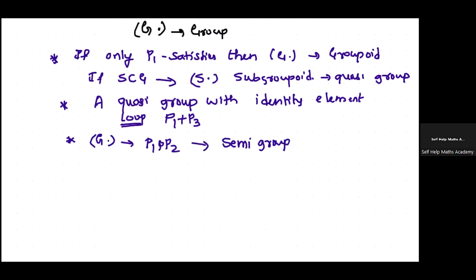Okay. And then if you have any subset S, which is a subset of G, which also satisfies P1 and P2, then we call it a sub-semigroup.